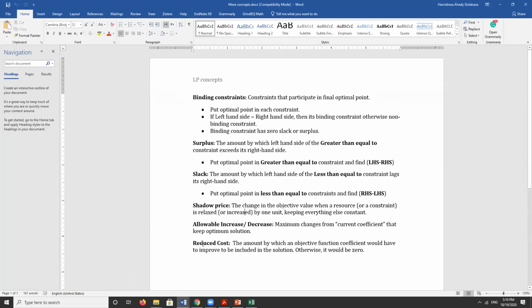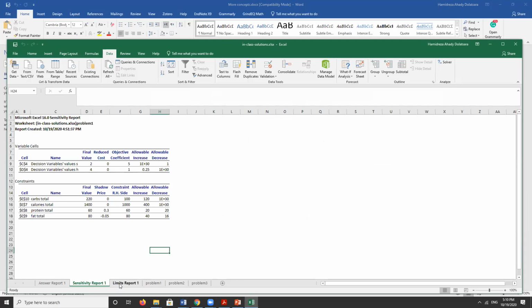And the last one, reduced cost. The amount by which an objective function coefficient would have to improve to be included in the solution. So let's say you have... here, actually, we don't have any reduced cost. Both of them are 0 because both of them are included. You don't need to improve the cost of hash brown or sandwiches.